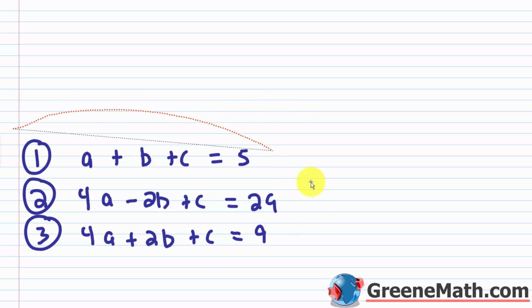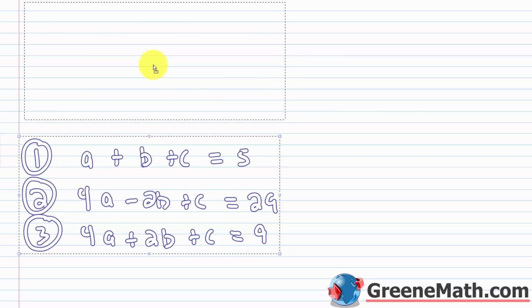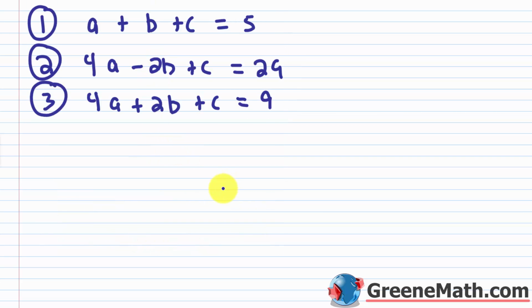Pretty easy to solve for this. So let me scooch this up and let's get started. All right, so we know from the last lesson that all we need to do is take 2 equations from this system, pick a variable and eliminate it. Okay, that's how we get the ball rolling.